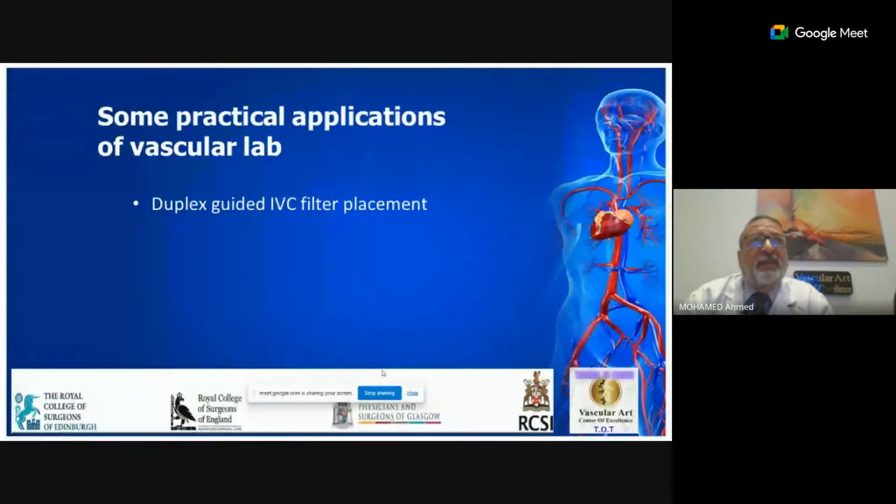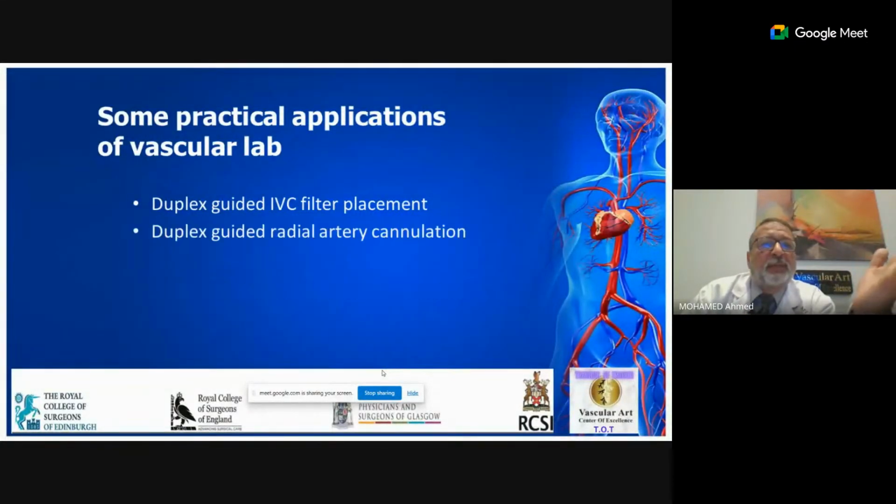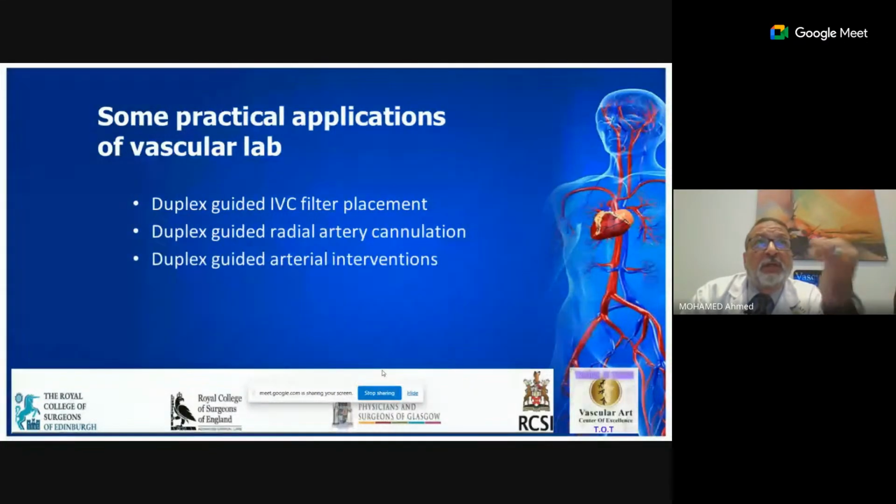Duplex for IVC filter. You can do a duplex guided IVC filter. You don't need to take the patient to an angio suite to put in an IVC filter. You just get the vein, you get the IVC, and you do the whole deployment duplex guided. You can do duplex guided arterial cannulation. And now there is intervention, transradial, transulnar intervention. So you use the radial and ulnar artery of the same hand for CTO occlusion of the peripheral vessel. So this is important. Duplex guided arterial intervention, again, you can do SFA intervention with zero angiogram, totally with duplex. Duplex guided endovenous.